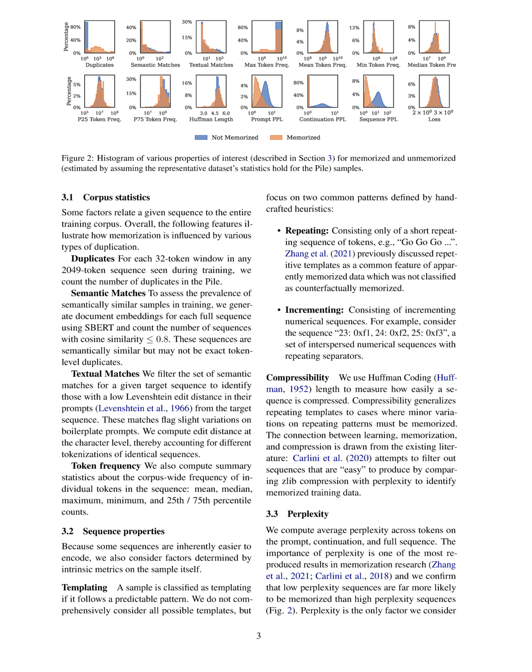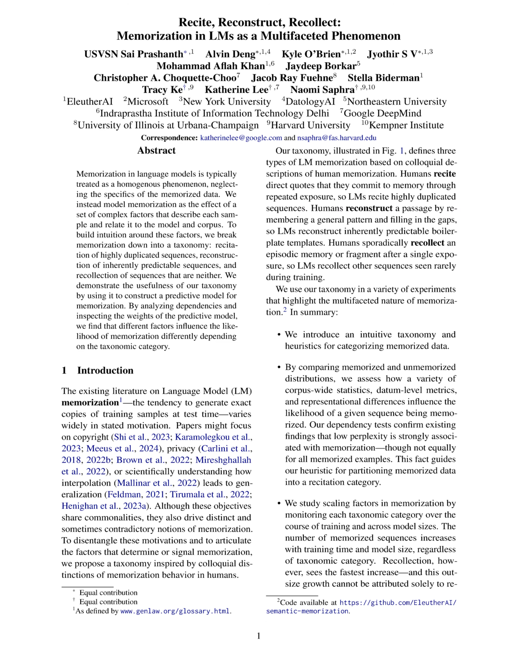Token frequency statistics are computed for individual tokens in the sequence. Templating involves identifying predictable patterns like repeating or incrementing sequences. Compressibility measures how easily a sequence can be compressed. Perplexity, which is the average perplexity across tokens, is also considered as a factor, with low perplexity sequences being more likely to be memorized. These factors help in understanding and categorizing memorization behavior in language models.